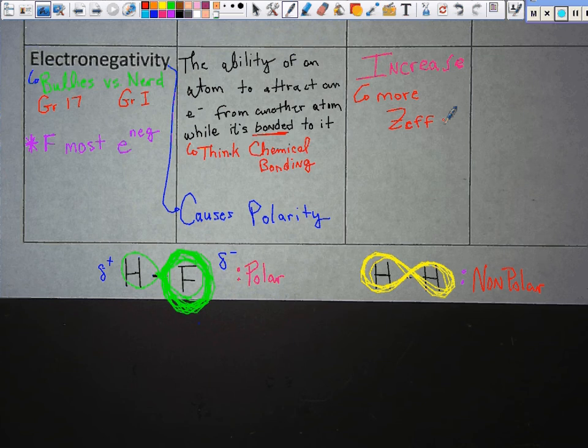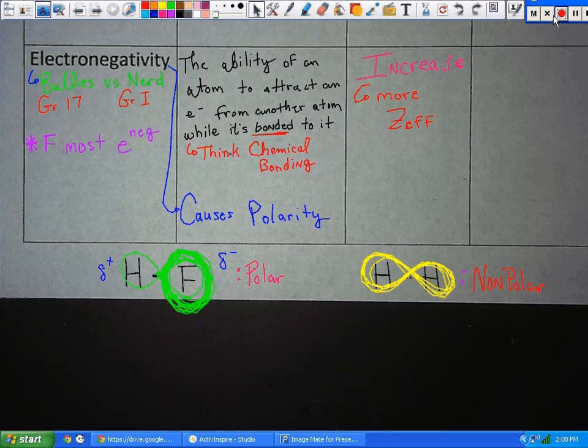Okay, so let's finish this up. So increase, you have more Zeff, and then as you go down, it will decrease. And again, what has been this common theme of the reason it will decrease? Okay, very good. There are more orbitals. So the size will increase.